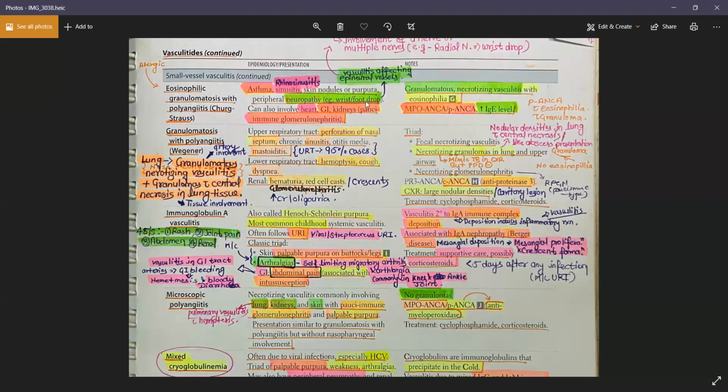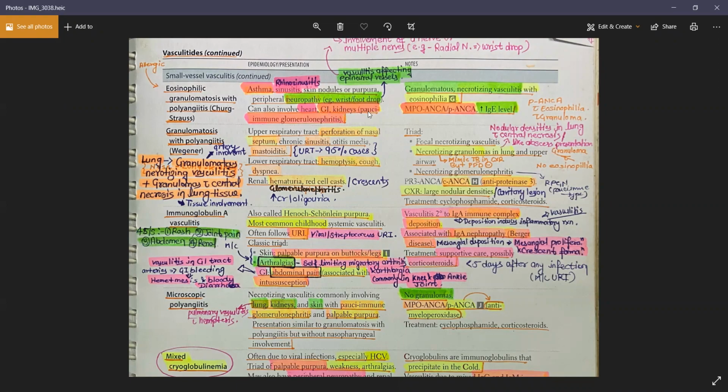You will get neuropathy because of involvement of the nerves. The blood vessels which are supplying the nerves will become inflamed. That can cause ischemia and neuropathy. So wrist drop and foot drop would be there. Sensory loss would be there. Heart involvement can occur. GI involvement can occur. Kidney involvement is very common.